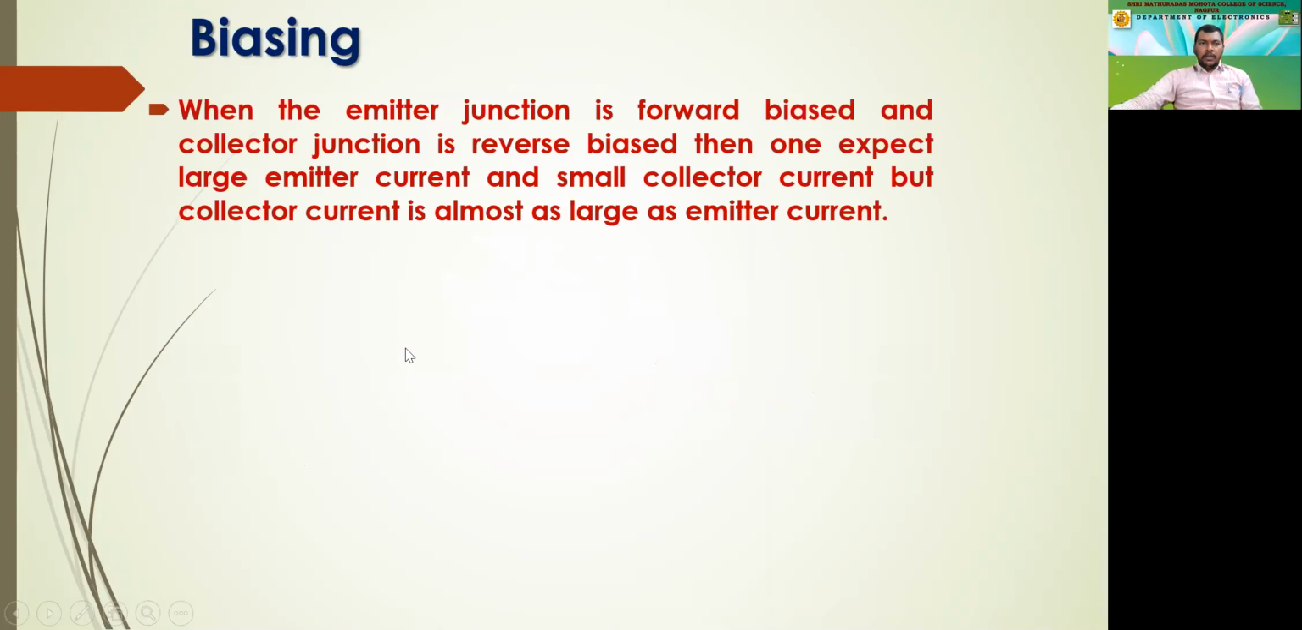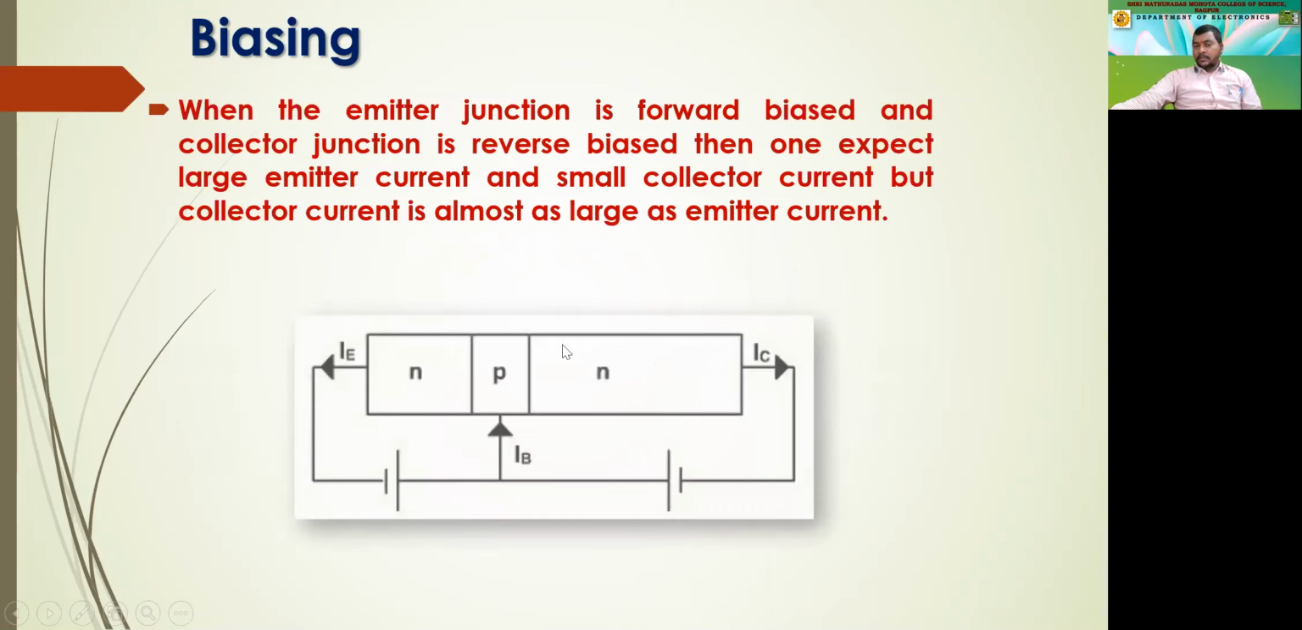So biasing will be like this: when the emitter junction is forward biased and the collector junction is reverse biased, one can extract a large emitter current and a small collector current, but the collector current is almost as large as the emitter current. Remember, for biasing, the base-emitter junction should be forward biased and the collector-base junction should always be reverse biased. Depending on the structure, we have to connect accordingly. The emitter-base junction should always be forward biased to get a better effect.